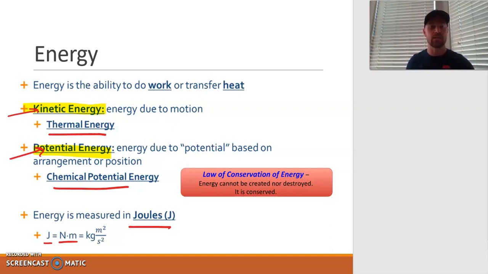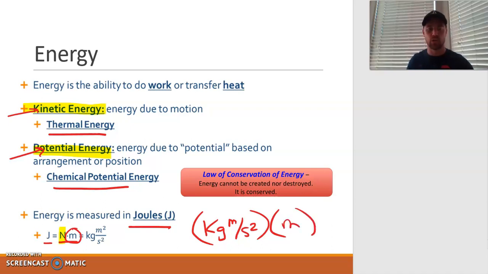And Newton is another derived unit. Newton actually can break down into a kilogram meter per second squared. So that's what a Newton is. And then don't forget that there's a meter there as well. So that's why we get the total units of a joule is a kilogram meter squared over second squared.